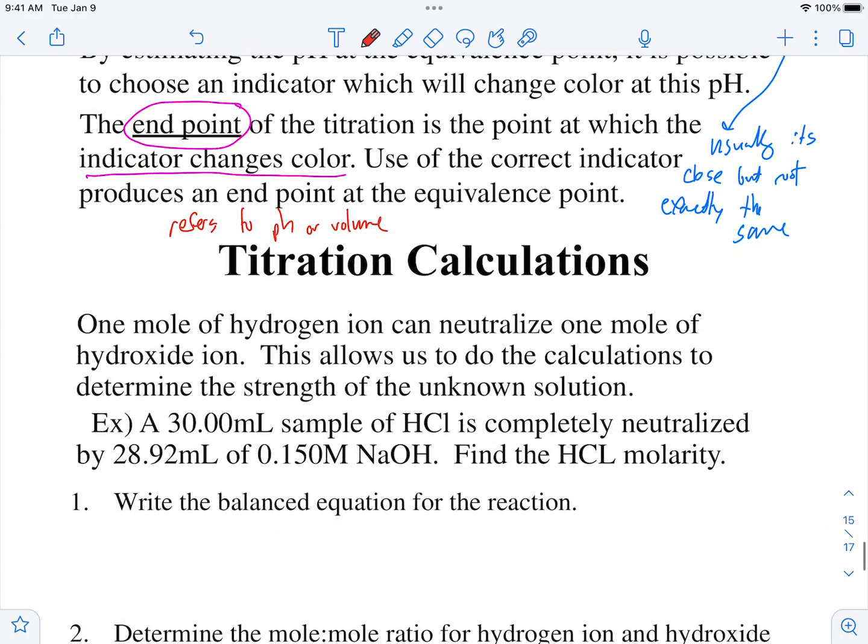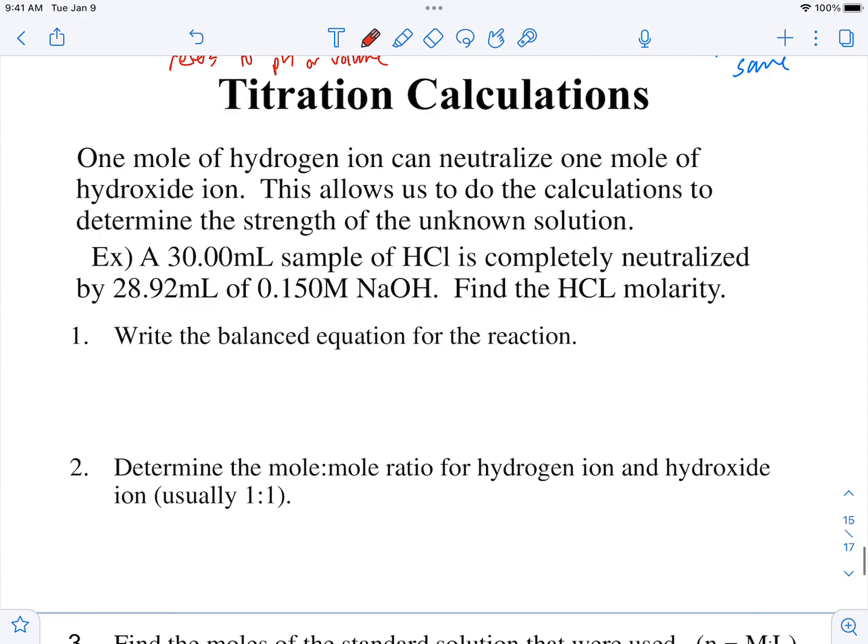So anyways, here's the point of a titration. The point is to calculate the molarity of an unknown. So let's walk through this example. We know that 1 mole of hydrogen ion, that's this, can neutralize 1 mole of hydroxide ion, which is this. Right? We know this because we can write a balanced equation. We can write either this, or we can write it based on the actual reactants, which is HCl and NaOH. Either way, the ratio is 1 to 1.